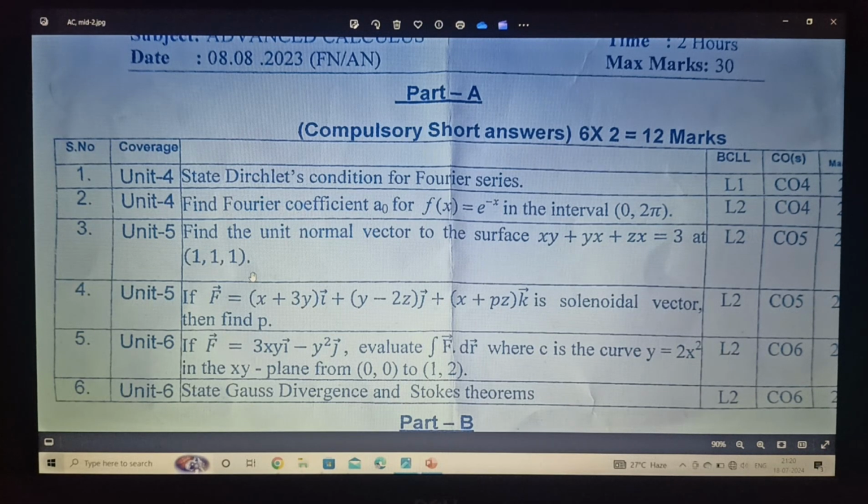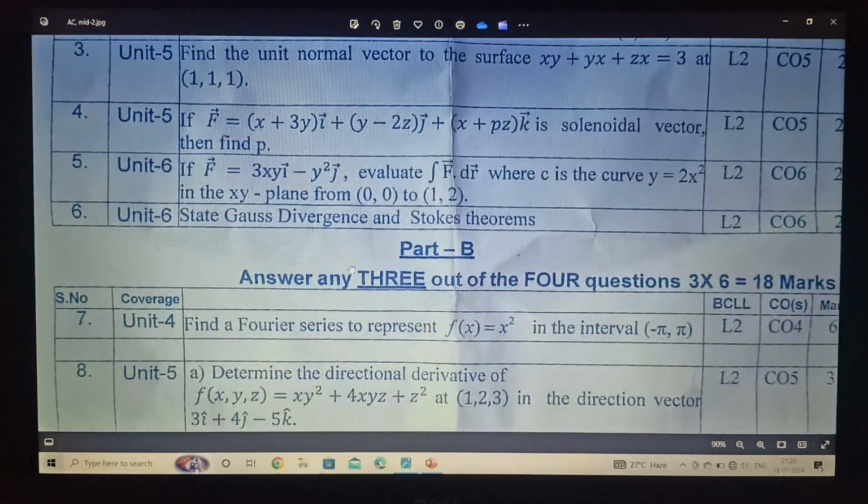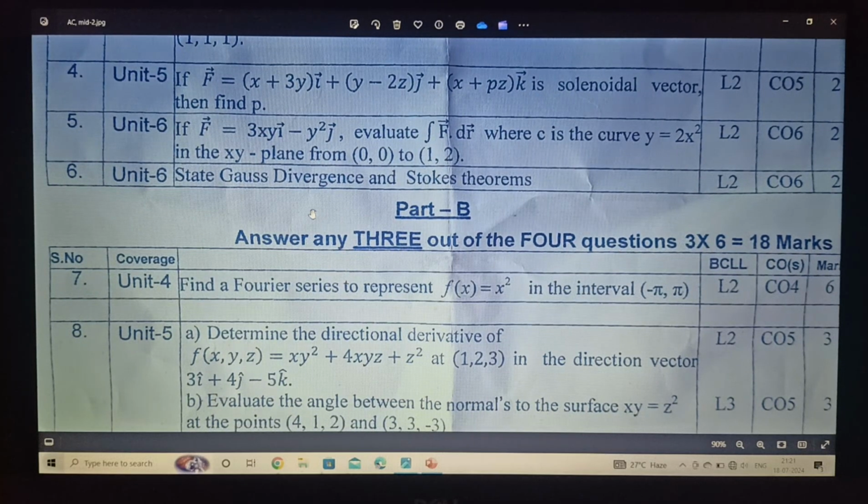We have the statements of three theorems: Green's theorem, Stokes theorem, and Gauss divergence theorem. Any of them can come. So these are the short questions given in last year's question paper. See the long questions in part B. Here: find a Fourier series to represent f of x equal to x squared in the interval minus 5 to 5. Find the Fourier series in the interval. This is a long question, also important.